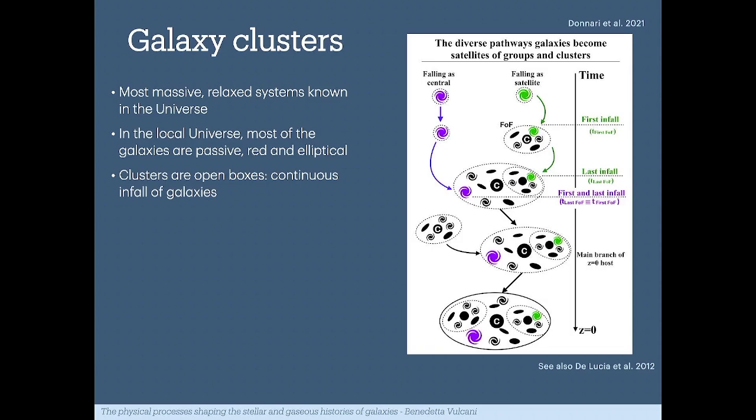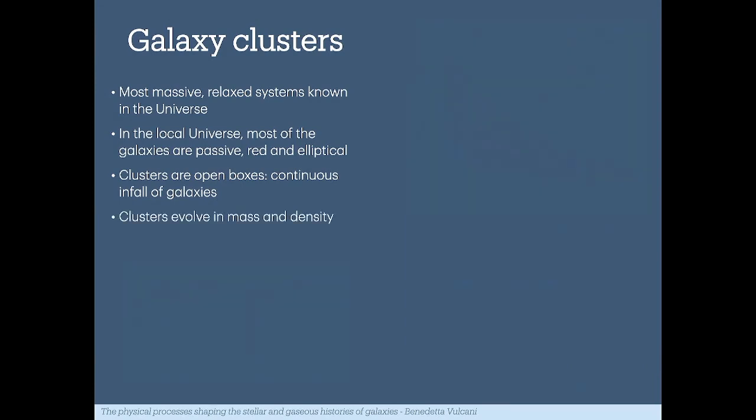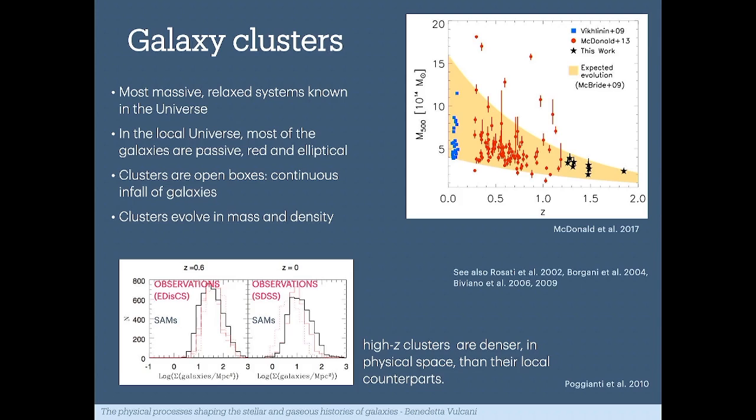The fact that there are so many galaxies falling into the clusters entails that the clusters grow themselves. When we talk about galaxy evolution in clusters, we need to keep in mind that clusters evolve with time. On one side, clusters grow in mass. From high to low redshift, we have overall a general growth in mass. But we also have a variation in local density. Both from observation and simulation, it has been shown that high redshift clusters were denser in physical space than their local counterparts. So we really need to always remember that clusters change over time.